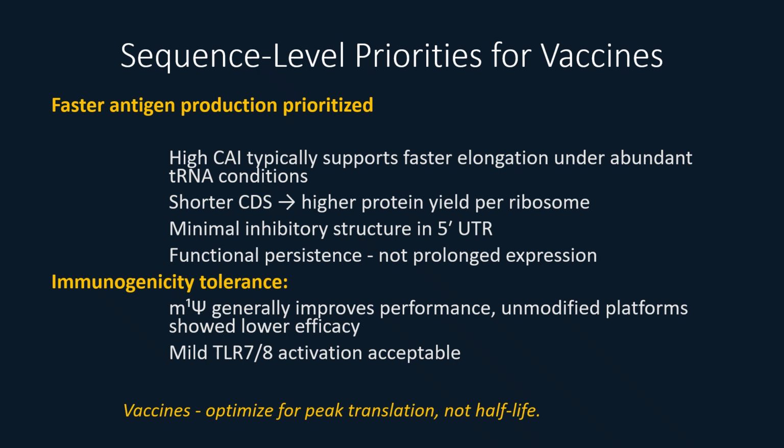Some innate immune sensing is acceptable and actually even helpful because it boosts immune activation. If we take the successful platforms as an example, multiple factors likely contributed, such as sequence design, dose, immunogenicity, but more importantly, the modified nucleotides obviously improved translation efficiency and tolerability.